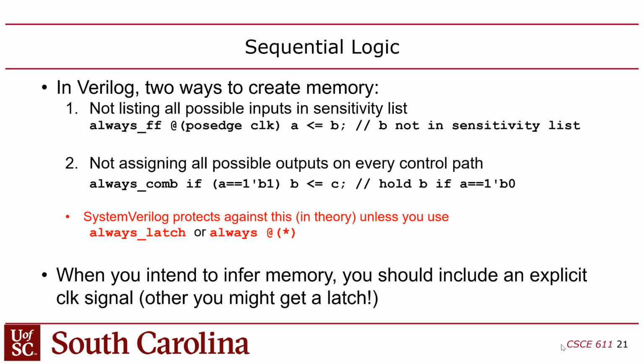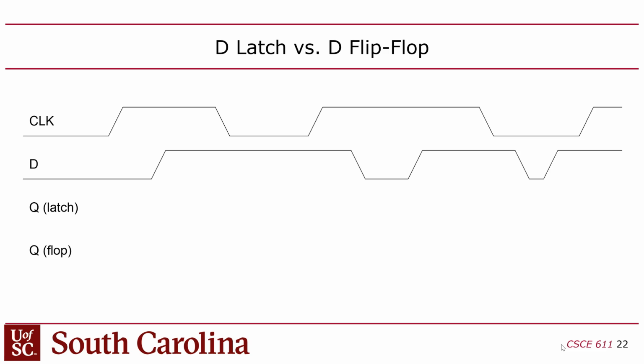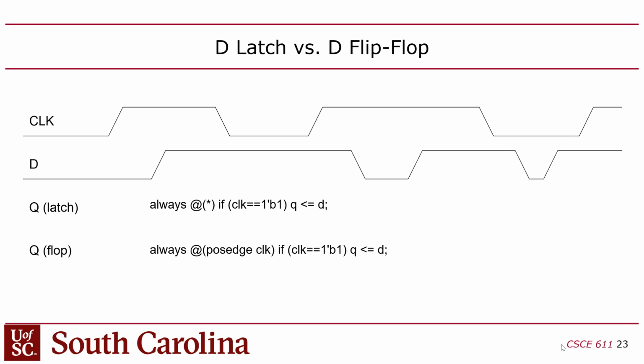Now you might say, well, okay, so how does a latch work exactly? Let's say we have a clock and we've got D, our input. Say we have two outputs here, two lines of code. One is a latch and one's a flip-flop. The latch would say always @*, if clock equals 1, then Q gets D. This is the latch. Whereas a flip-flop would say always @(posedge clock), if clock equals 1, then Q equals D. So they're pretty similar, right? The only difference here is this posedge clock.